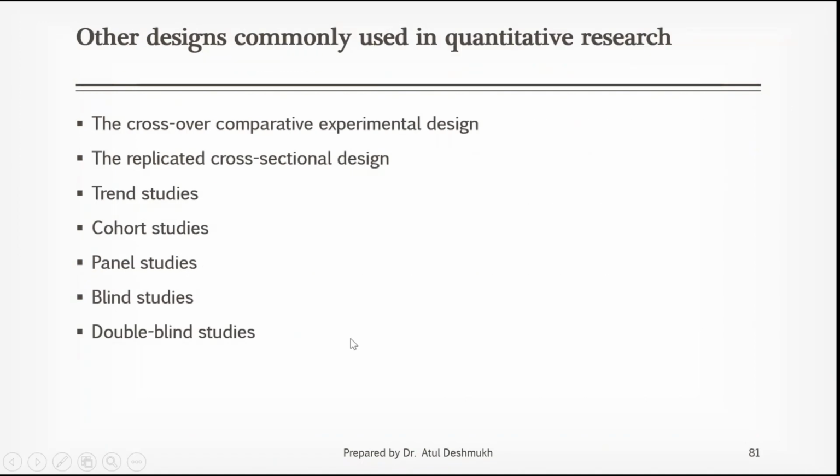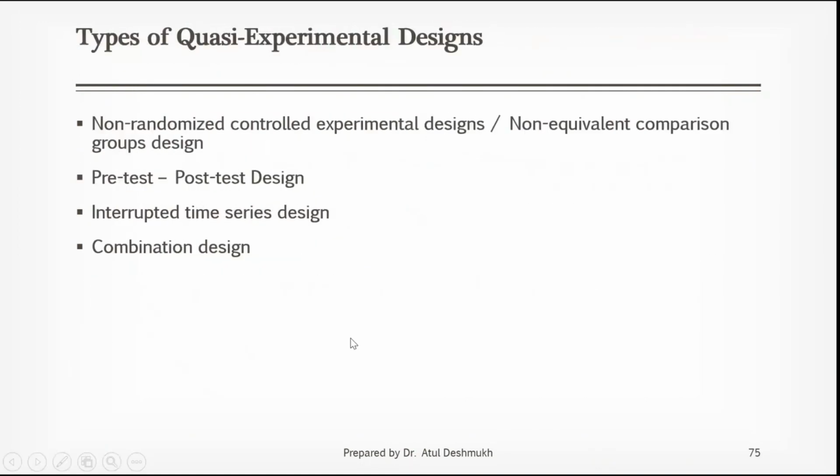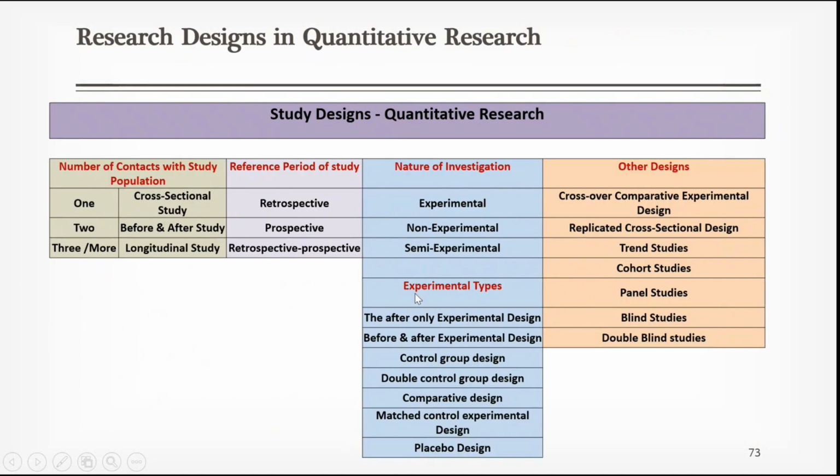Now, next part of classification. Just now we discussed, I will go back to classification. Just now we discussed semi-experimental or quasi-experimental study design and the types of semi-experimental or quasi-experimental design. So we have covered this entire part. Okay. So we have covered quantitative research design based on number of contact points with the study population, reference period of the study, and the nature of investigation.